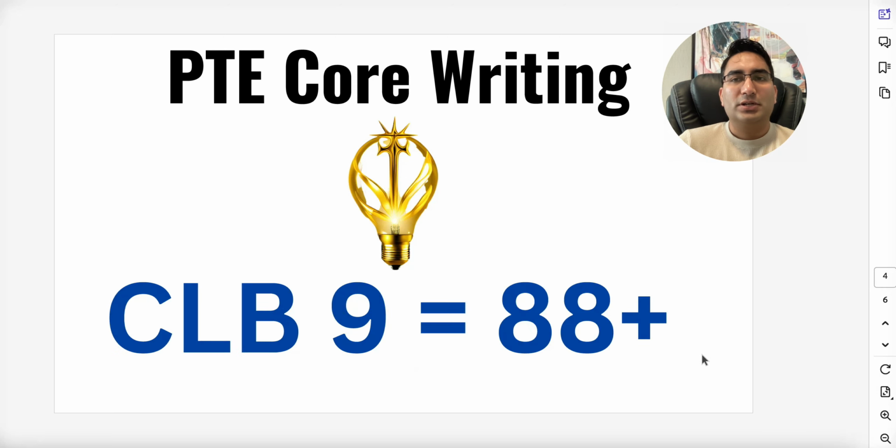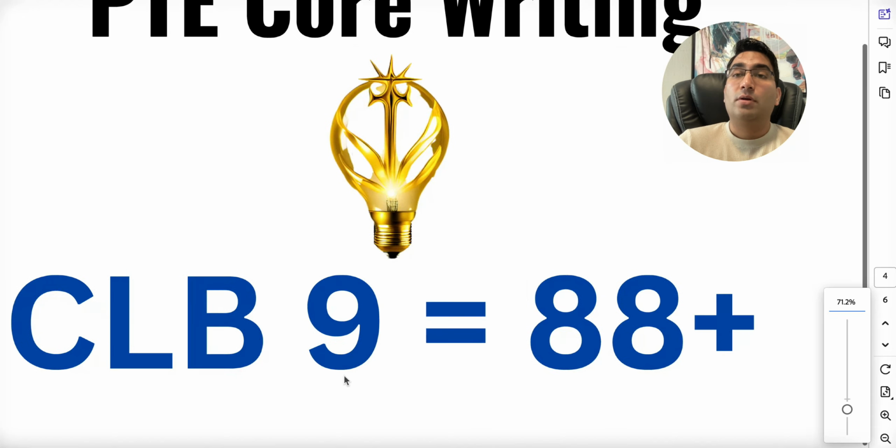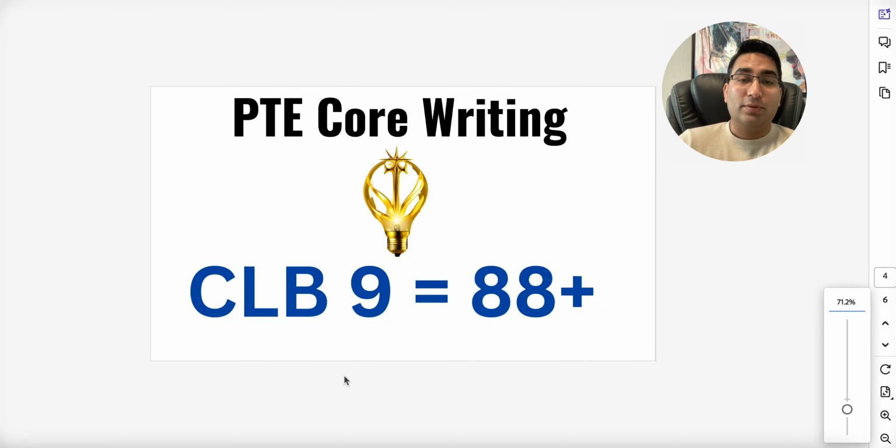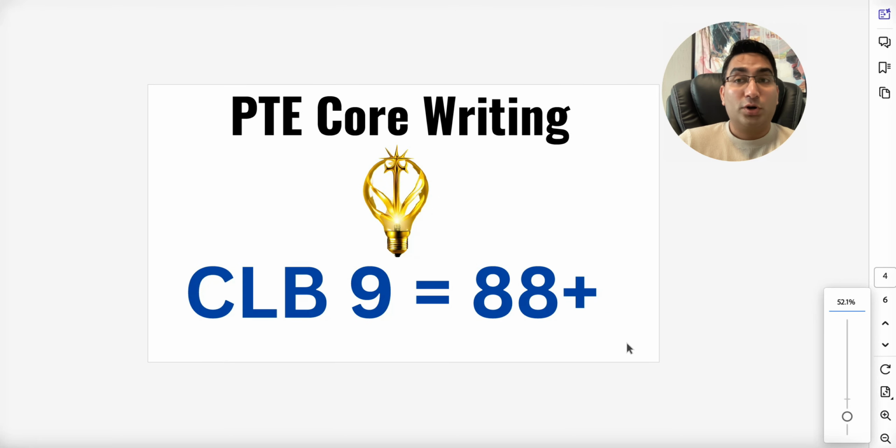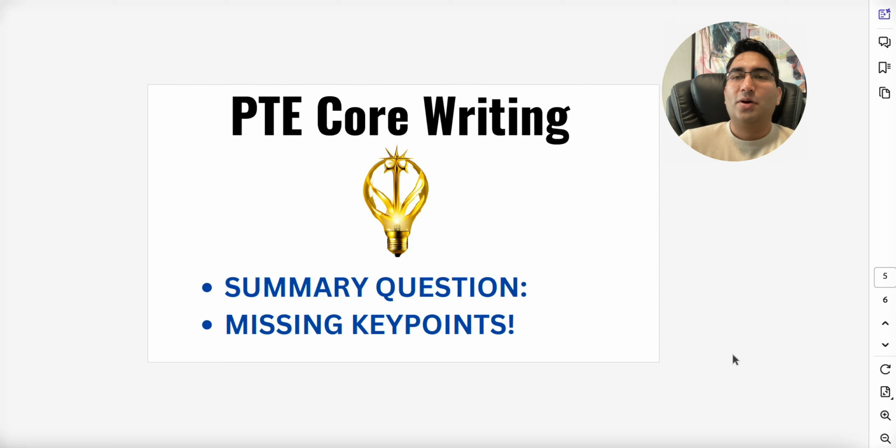Next thing is to understand that the total marks in PT Core are out of 90, and you need to score 88, 89, or 90 out of 90 to get a CLB 9. CLB 9 is the requirement for most of you for your Canadian immigration. So you need almost perfect scores in the PT Core writing section. You can just miss it by 1 or 2 points. So it is pretty difficult, and that's why you just need really perfection everywhere. Grammar, vocabulary, structure, all those great things.